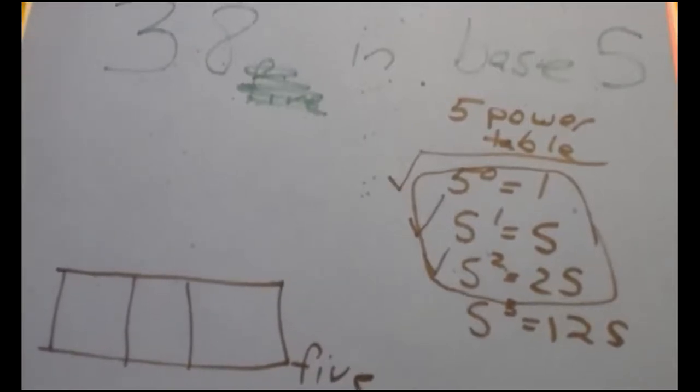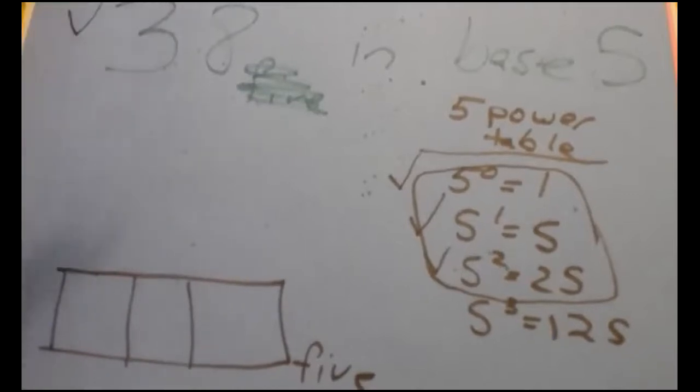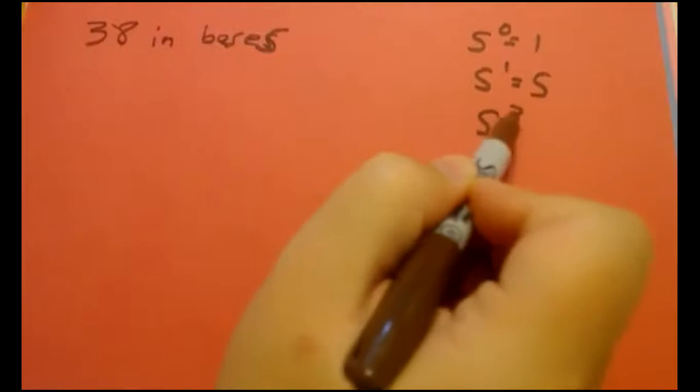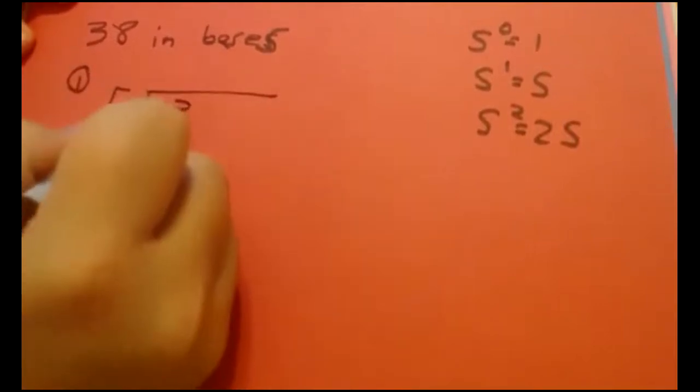So here's how we handle it. We're going to take 38, and we're going to continually divide by all of the powers of 5 until we've reached nothing left, okay? Let me get a fresh paper to make it really clear. 38 in base 5. Using 5 to the 0 is 1, 5 to the 1 is 5, 5 squared is 25, and stopping there. So step 1, you're going to divide 5 into 38.